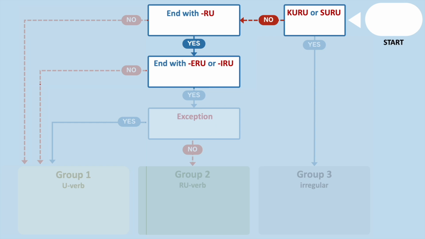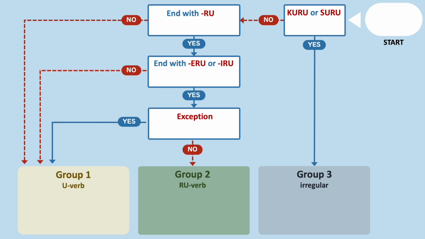If it turns out that the verb has the ru ending, we move on to checkpoint 3 and see if it has the eru or iru ending. If the verb doesn't have the eru or iru ending, it's u verb, group 1. But if it does end with eru or iru, the verb is probably ru verb, group 2. But remember, there is an exception. So at checkpoint 4, we check if the verb is one of those exceptions. If it's not, the verb is ru verb, group 2.